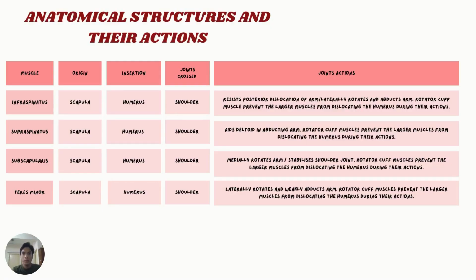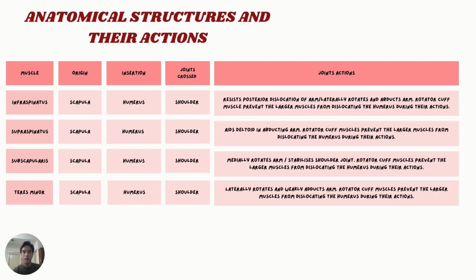Next, I will explain the anatomical structures and their actions based on the table shown in the slide. So the first one is the infraspinatus muscle. The joint action is that it resists posterior dislocation of the arm, or laterally rotates and abducts the arm. Rotator cuff muscles prevent the larger muscles from dislocating the humerus during their action.